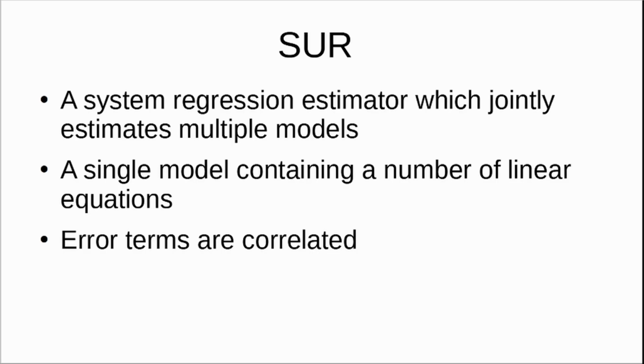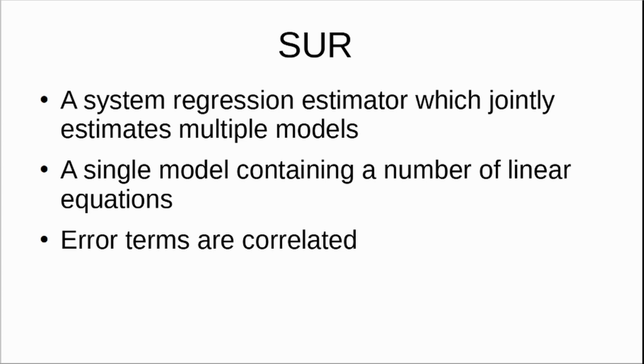You might wonder why we need to jointly estimate when we can separately estimate the models. But sometimes it's useful, and we'll take an example to see that. So it's mostly about a single model containing a number of linear equations, and then we basically estimate at the same time without having to estimate separately, right? And the assumption here is that the error terms are correlated, and many times the error terms between different linear regression models are correlated, and that's when SUR is quite helpful.